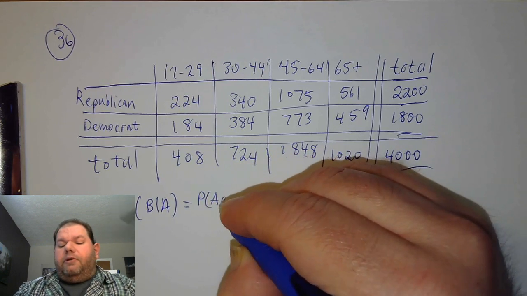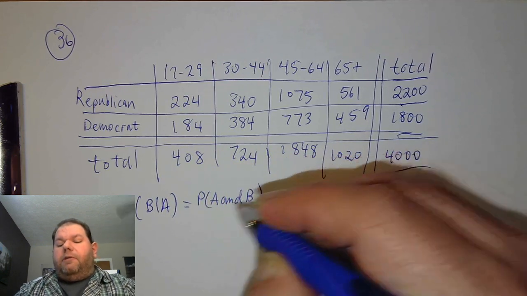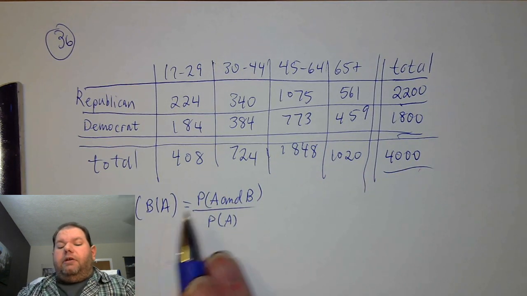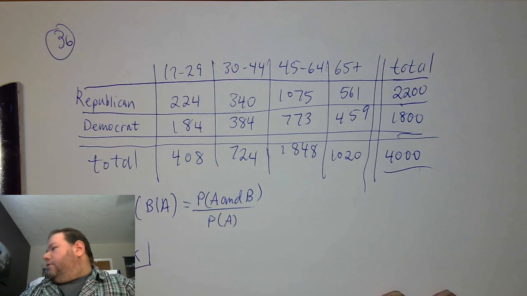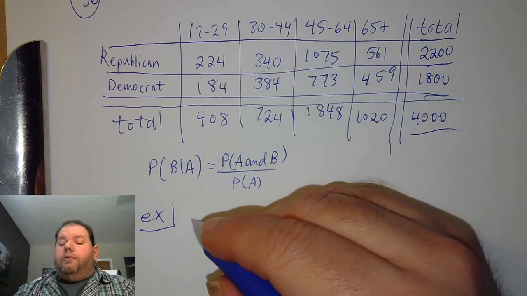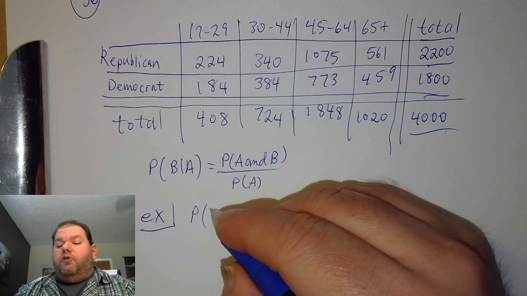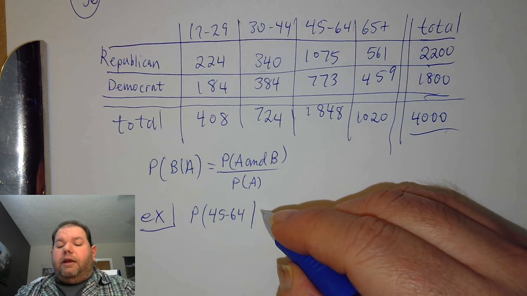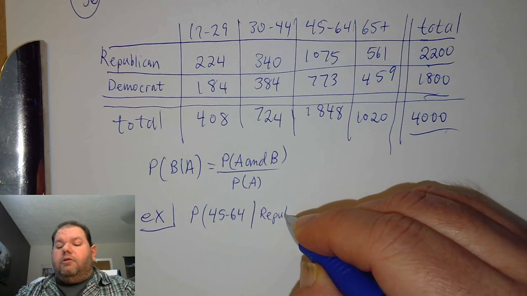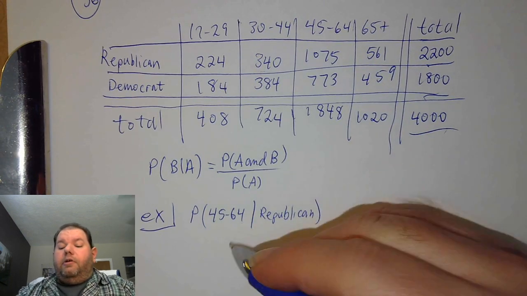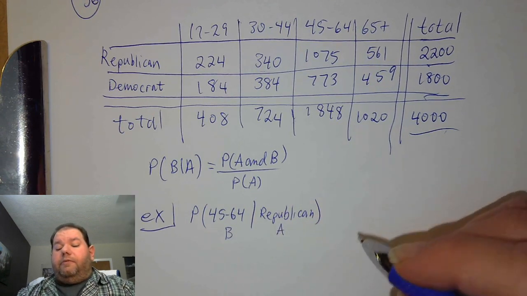And again, let me remind us of the formula for a conditional probability. Probability of B given A equals probability of A and B over probability of A. So, for example, what's the probability that someone is between 45 to 64 given that they are a Republican? Okay, so that's our B and that's our A.